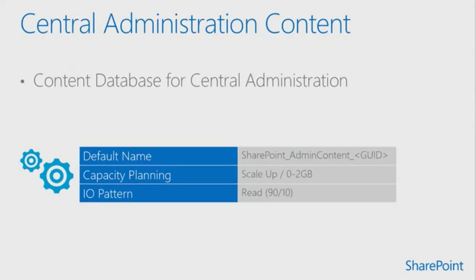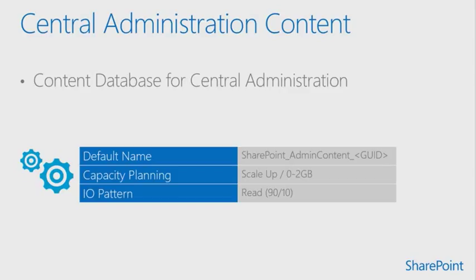Moving from the configuration database, we move into the central administration content database. So the central administration content database is closely coupled with your configuration database. It's another database that's created when you provision your farm. Again, predominantly read. The write activity is during the provisioning process. It follows the typical naming convention that a generalized content database would, with the exception of, instead of beginning with WSS underscore content, it's SharePoint underscore admin content underscore GUID. Nice. Or GUID. Nicely done.